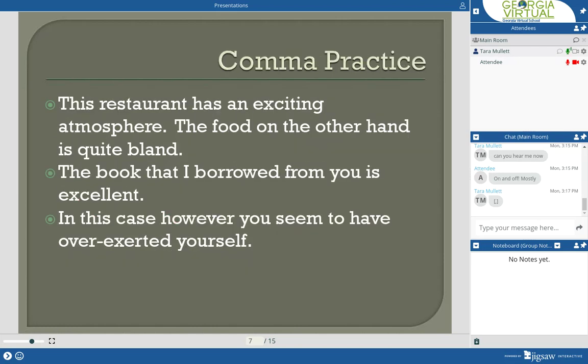So here are the 3 sentences that go with that rule. Remember, your commas should be in brackets as well as your no comma needed.